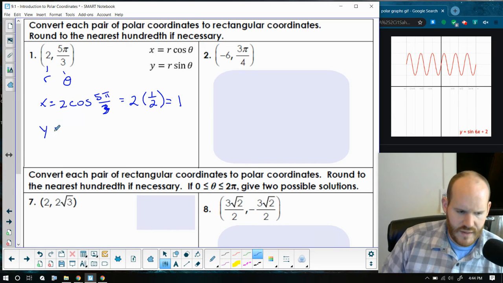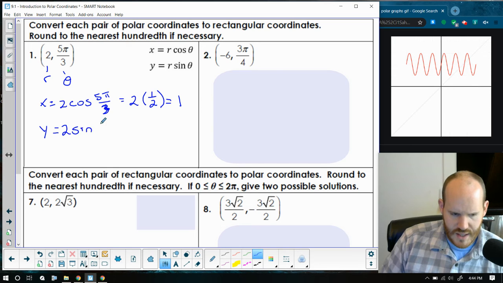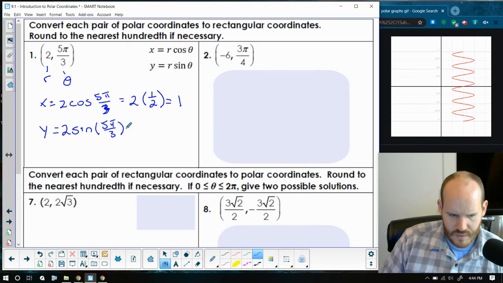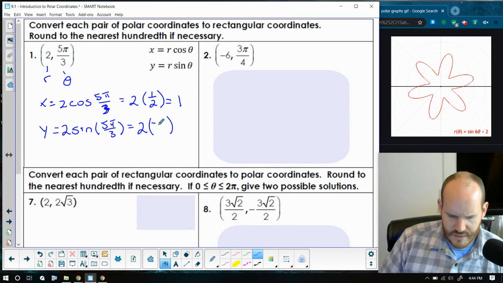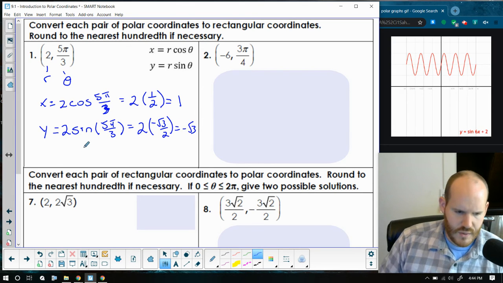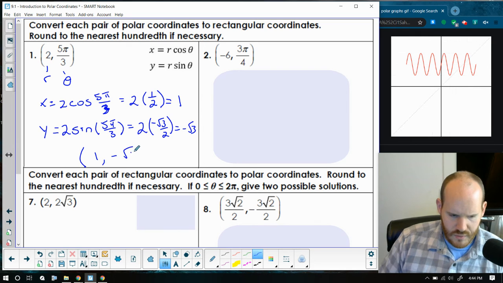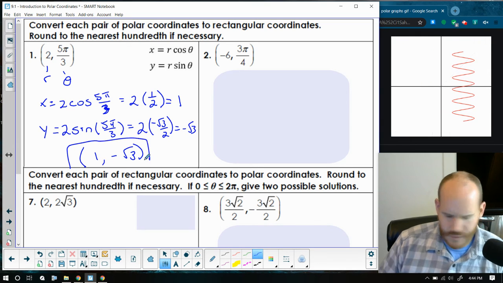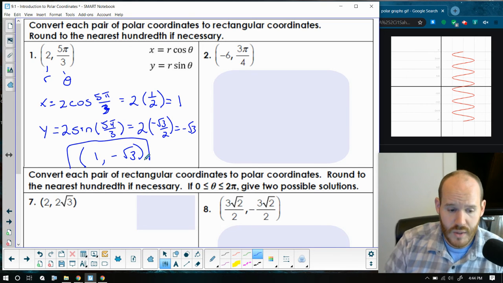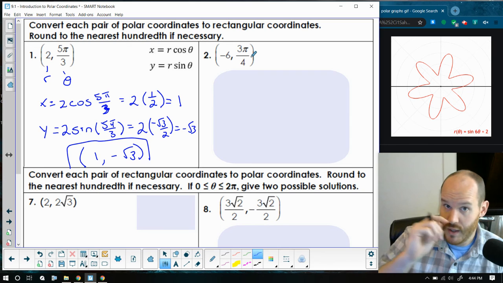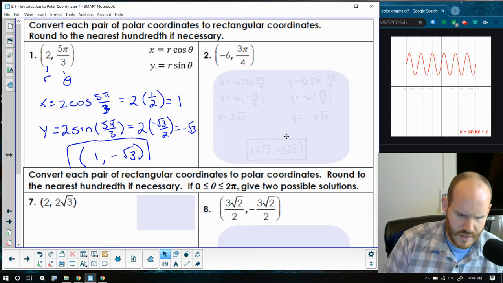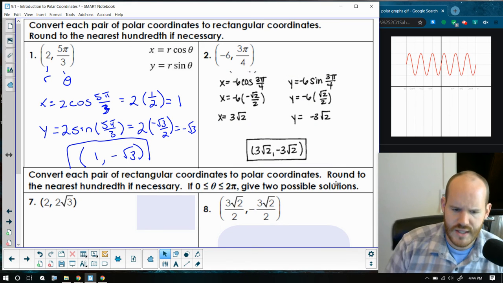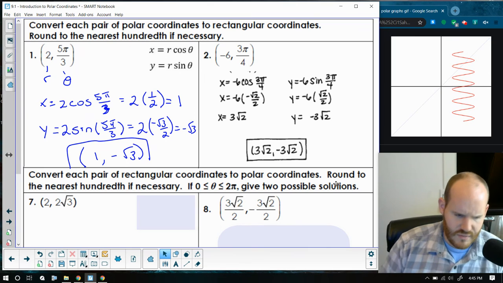And then for the y value, I'll do the same thing, only now it will be 2 sine of 5 pi over 3. In the fourth quadrant, sine is negative, and sine of 60 is root 3 over 2. So this will give me negative root 3. So the xy coordinate would be 1, negative root 3 for that value. Why don't you take a moment, pause this video, see if you can apply that same reasoning to question 2, and then I'll reveal the solution for you. Okay, so hopefully you've had a chance to take a look. Here is the solution to that question, going through the same formulaic approach, and I'd arrive at these values.